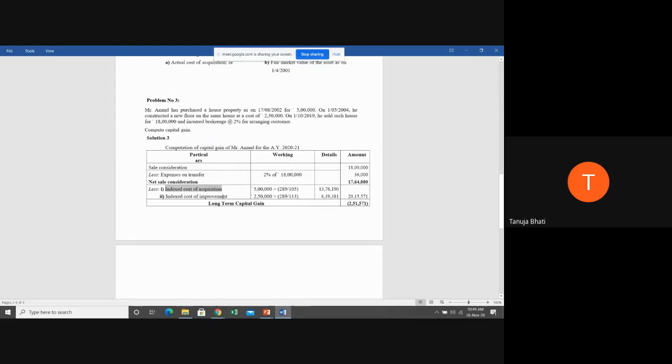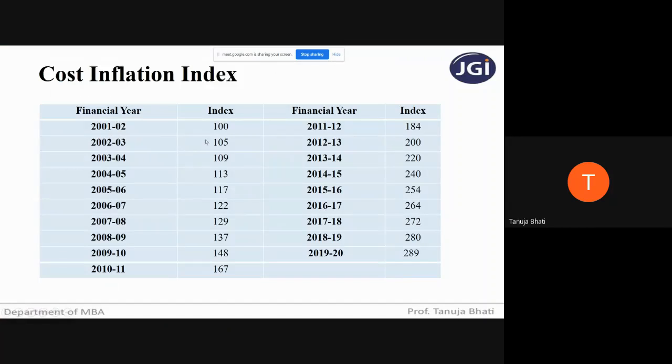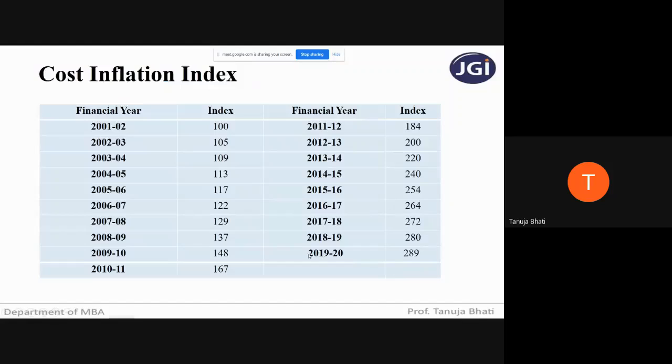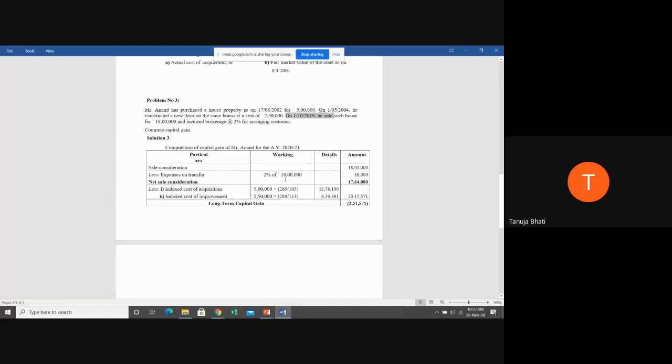From that, you deduct indexed cost of acquisition. What is the formula? The cost of acquisition multiplied by the cost inflation index of the year of transfer, divided by the cost inflation index of the year of acquisition. For 2002-2003, what is the cost inflation index? 105. The numerator will be the CII for the year of transfer. He sold in 2019, and the index for 2019-20 is 289. So 289 is your numerator and 105 is your denominator. Once you solve this, you get 13,76,190. Remember, always your numerator will be the index of the year of transfer and the denominator the index of the year of acquisition.